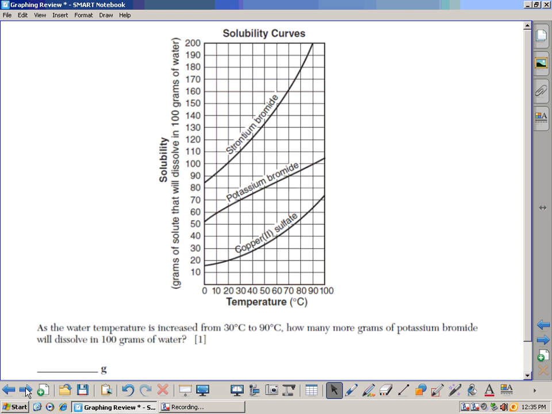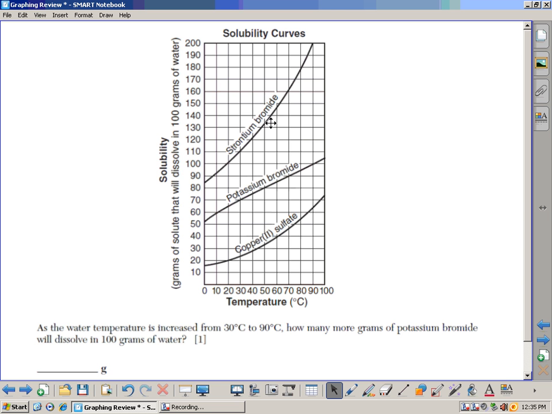Our next example, let's look at a line graph. In this case, this is a solubility curve. The x-axis here at the bottom, which is your independent variable, is going to be the temperature of the solution, going from 0 to 100 degrees Celsius. On the y-axis, your dependent variable, your data, is going to be the solubility. How many grams of solute dissolved in 100 grams of water at those temperatures? And that ranges anywhere from 0 here at the bottom up to 200 grams.